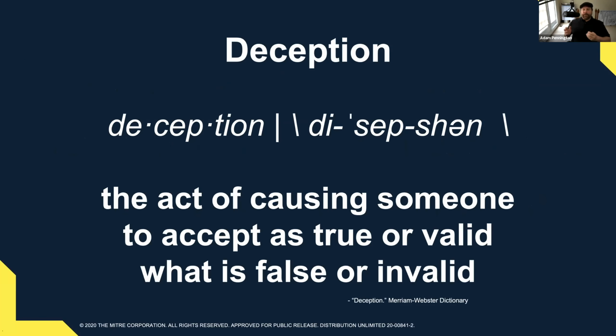So just to get everyone on the same page, we often mean various euphemisms when we say deception in the cyberspace. So I wanted to start off with the straight-up dictionary definition of deception. Deception is the act of causing someone to accept as true or valid what is false or invalid. It's the act of getting someone to believe a lie.